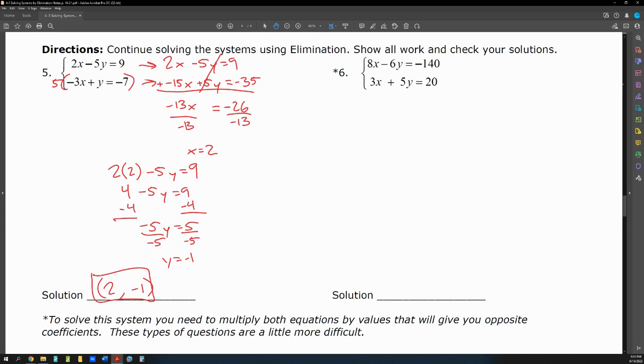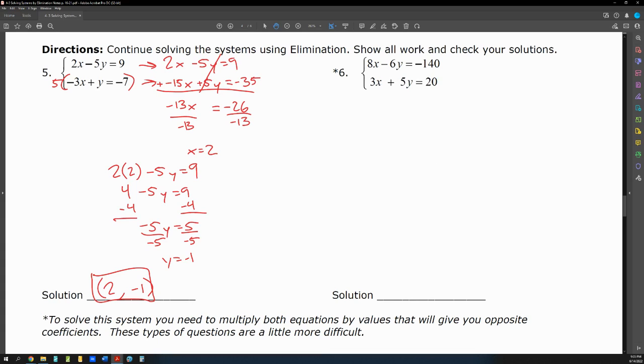And number 6, this one has an asterisk. To solve this system, you need to multiply both equations by values that give you opposite coefficients. These types of questions are a little bit more difficult. So looking at this, I notice that there's no integer that I can multiply 3 by to get to 8. And likewise, there's no integer that I can multiply 5 by to get to 6. So I have to multiply both of these equations by a number so that we get the same number in front, but opposite signs.